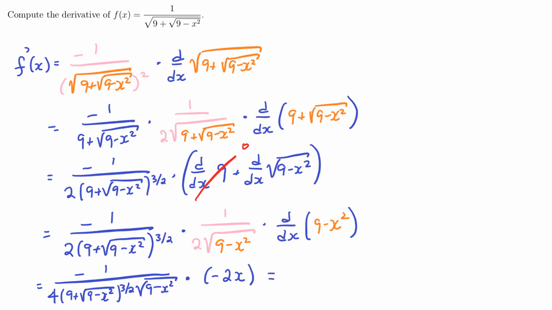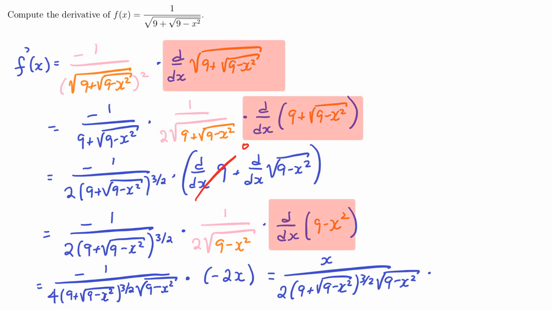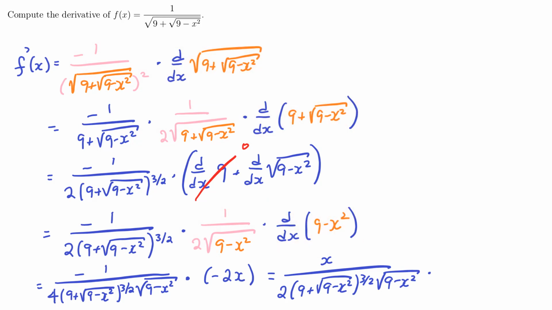We found that f prime of x is equal to x over 2 times 9 plus square root 9 minus x squared to the power 3/2 times square root 9 minus x squared. And we're done. So in total, we applied the chain rule 3 times. At each step, we simplified the derivative slightly up until the point where we could evaluate the derivative directly.